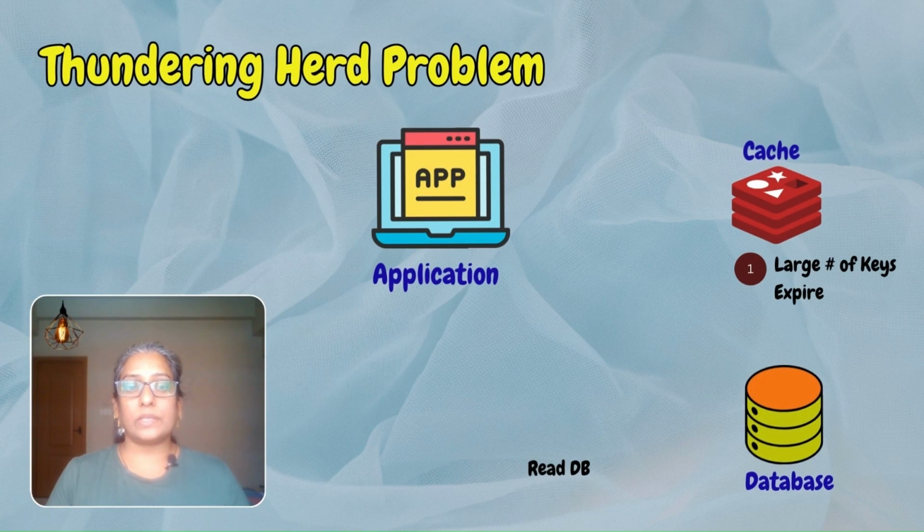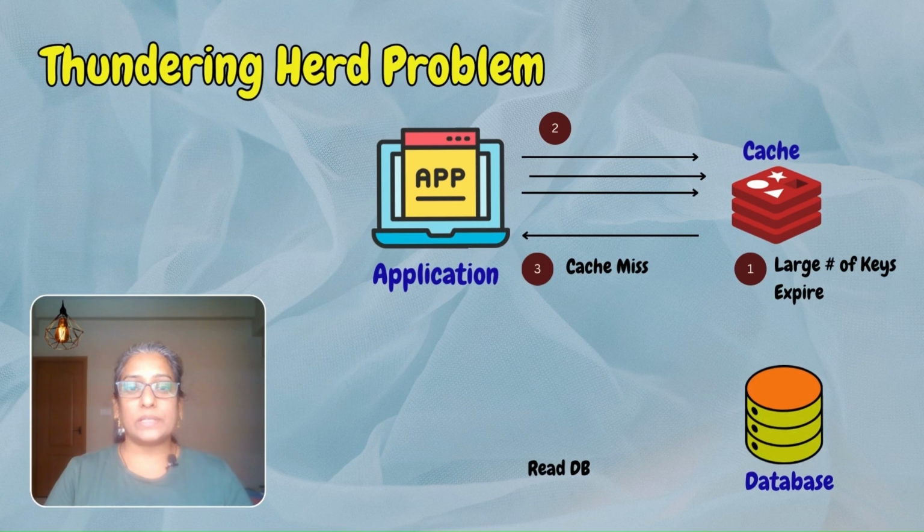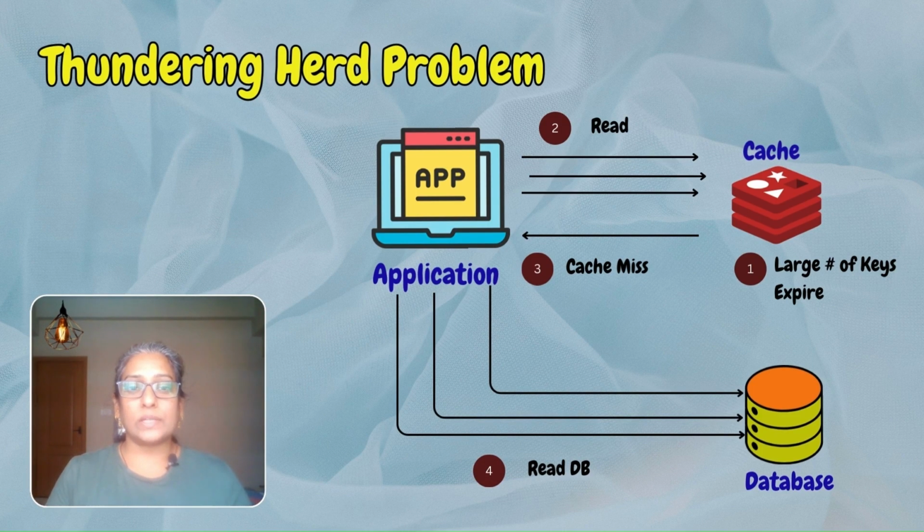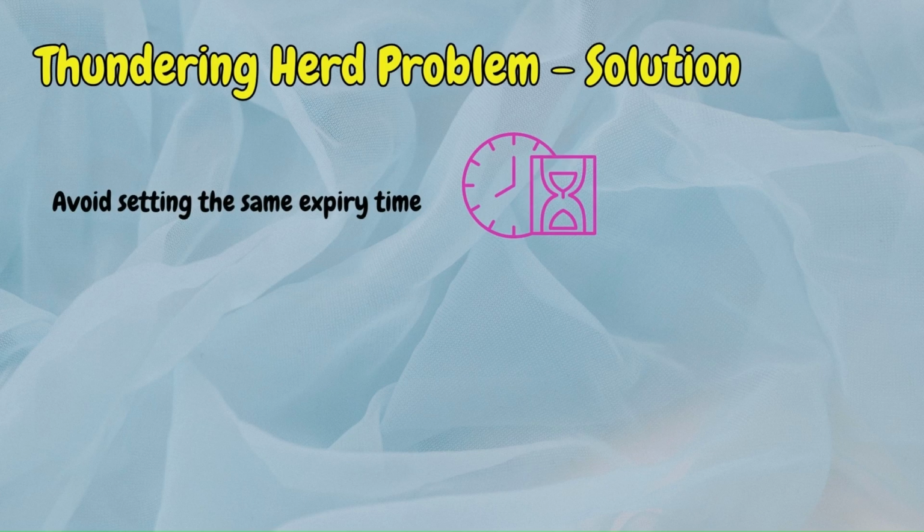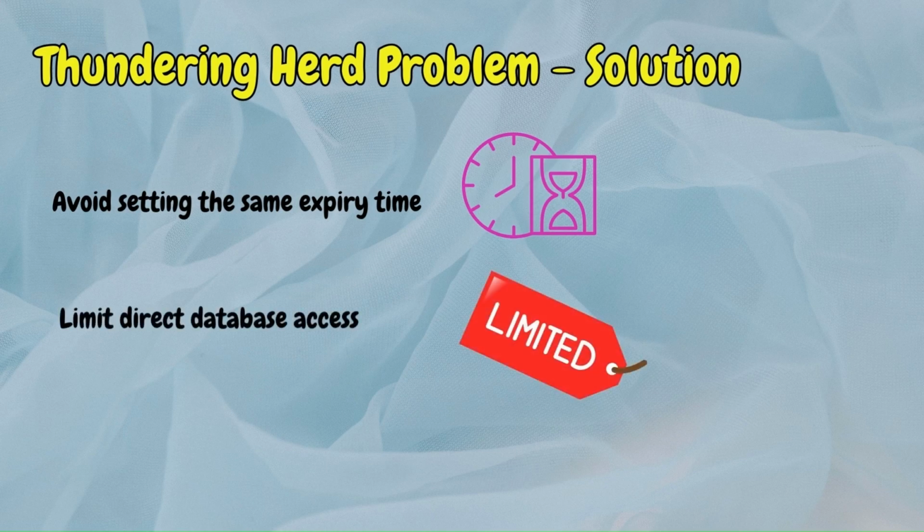The thundering herd problem occurs when multiple requests trigger simultaneous cache misses. This could happen when a large number of cached content expires at the same time. As the requests now directly hit the database, it overloads the database. There are two ways to mitigate this issue. One is to avoid setting the same expiry time for the keys. Another approach is to limit database access to essential business data only, preventing non-essential data from accessing the database until the cache is operational again.